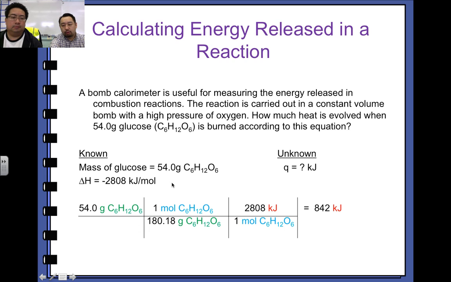Since we were given 54 grams of glucose in this case, first thing you have to do is realize that our delta H is per mole of the substance. So we have to convert our grams of glucose to moles of glucose. And you do this by finding the molar mass, dividing by the molar mass, which is 180.18 grams per mole of glucose. Solve for the number of moles. And now we can follow through on the rest of the math because we know that one mole of glucose produces 2808 kilojoules of energy. So when we do the math, crossing out the units, we get 842 kilojoules of energy being released from 54 grams of glucose.